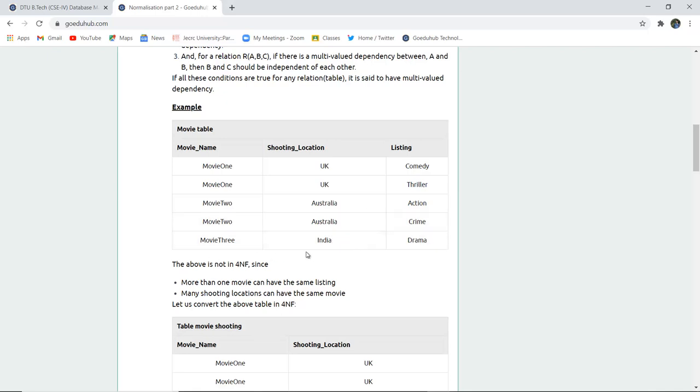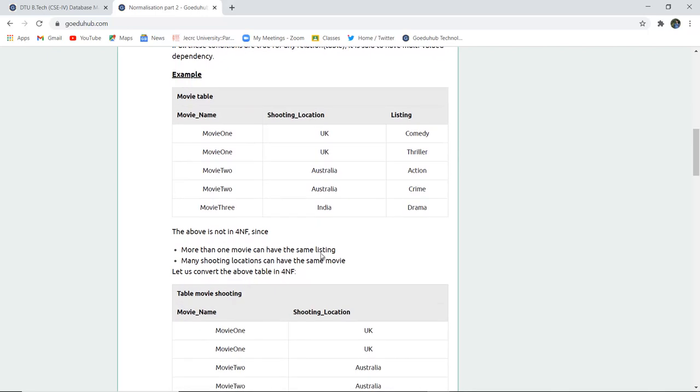So this is basically in 1NF. There is no dependency; dependency is only in movie 1 and movie 2. The above relation is not in 4NF, since more than one movie can have the same listing and many shooting locations may have the same movie.